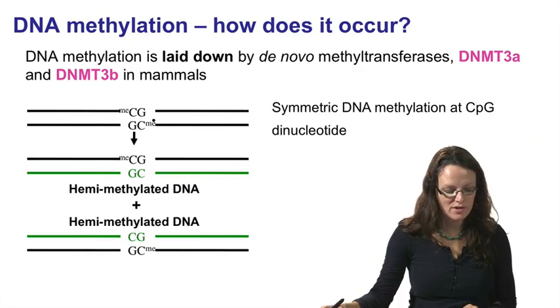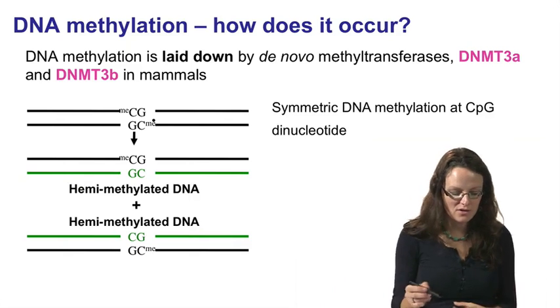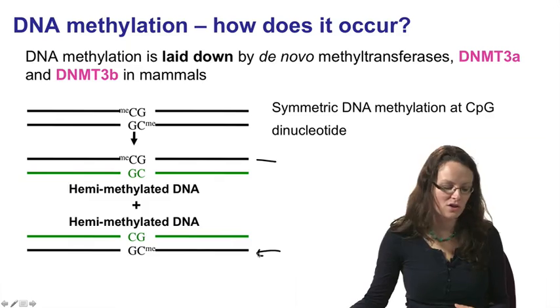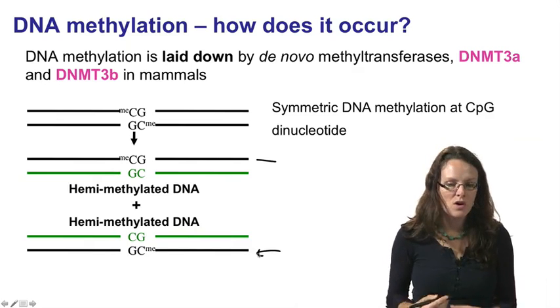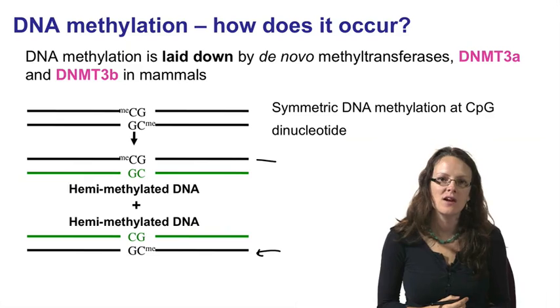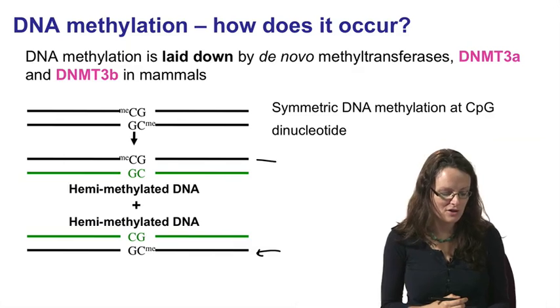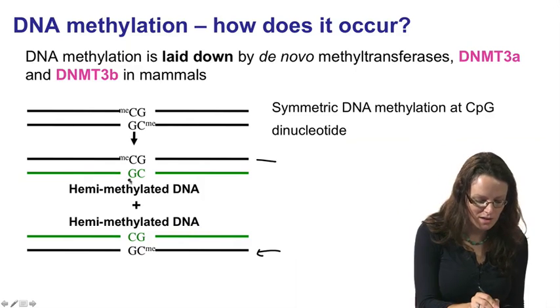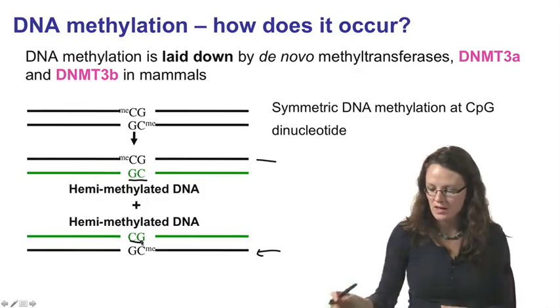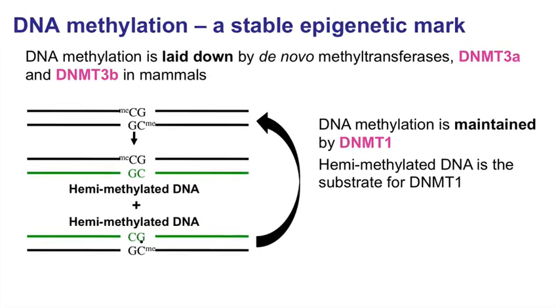Then how is it that it can be maintained? Well, if we go through cell division, we have the parent strand, in each case shown here in black, and the daughter strand shown in green. When the DNA is replicated, only the parent strand maintains the methyl group on that cytosine within the CpG dinucleotide. And then on the daughter strand, shown in green, we have an unmethylated cytosine in each case.